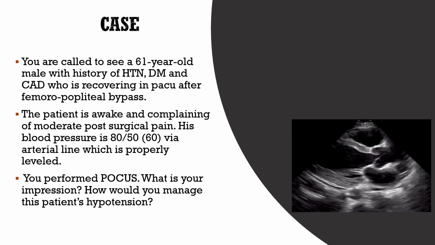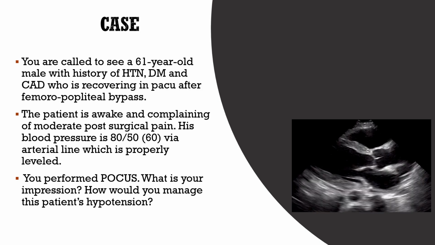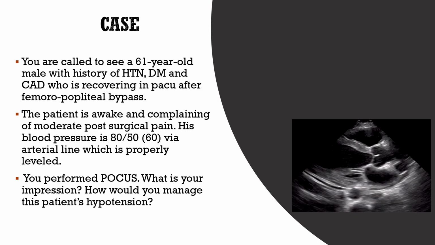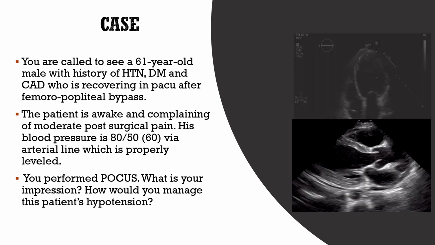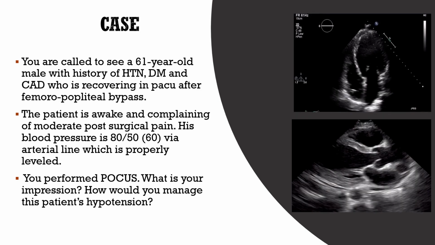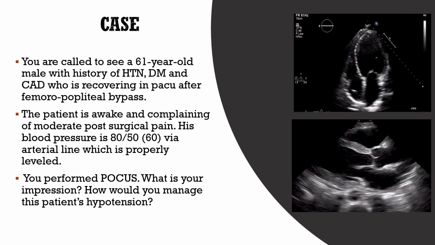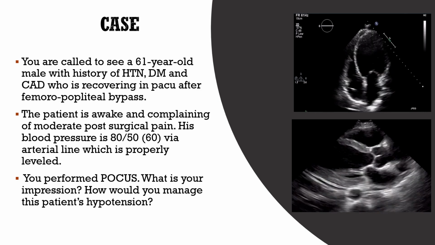So here's a parasternal long axis view. Here on top of your right ventricle, aortic valve and LVOT, left atrium, mitral valve, and left ventricle. And next image, you have your apical four-chamber view. And what you can see here is that the left ventricular systolic function is significantly and diffusely decreased.